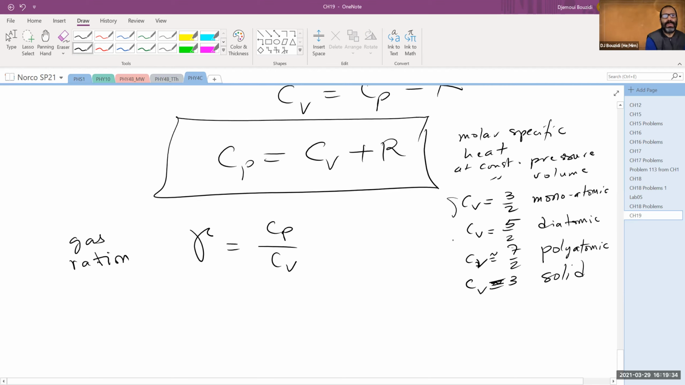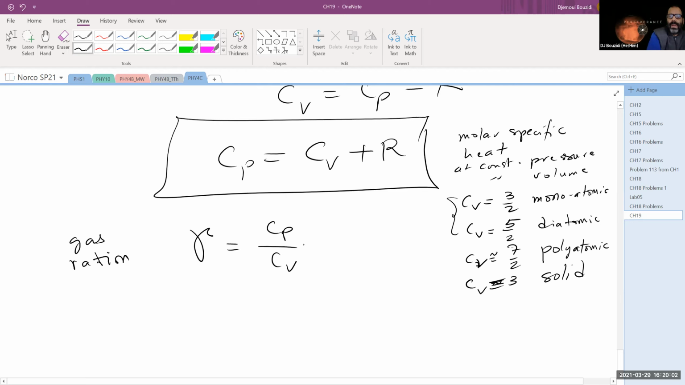Most of the time, these are the two types we're going to be dealing with: a monoatomic gas, for example helium or argon, or one of those noble gases, or a diatomic gas like oxygen or nitrogen, which are the air. So the air is actually a diatomic gas, and so is the hydrogen in this case, which is also the same thing. Okay.